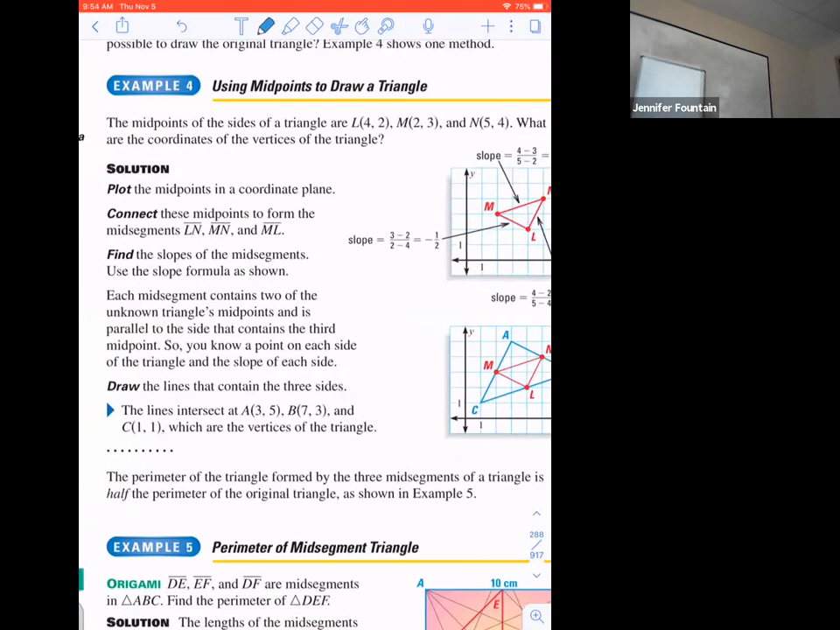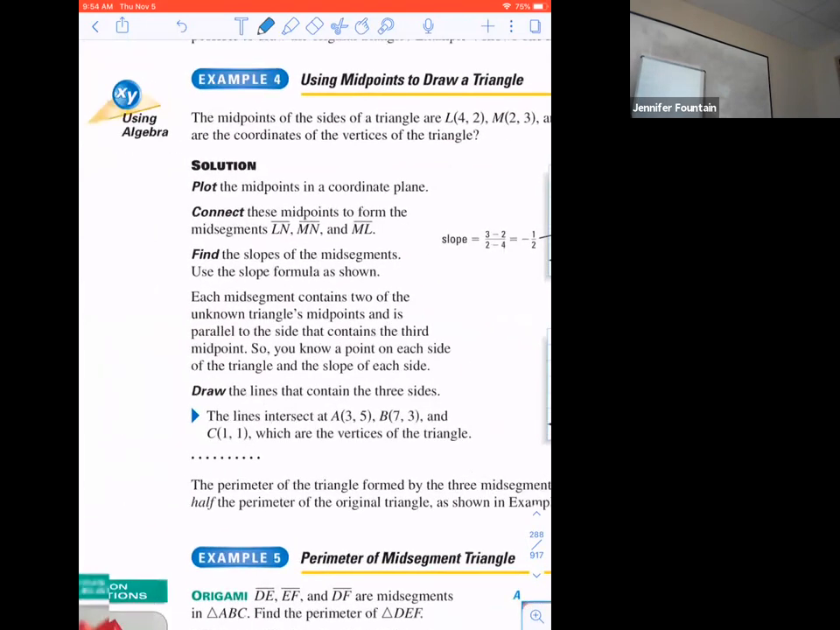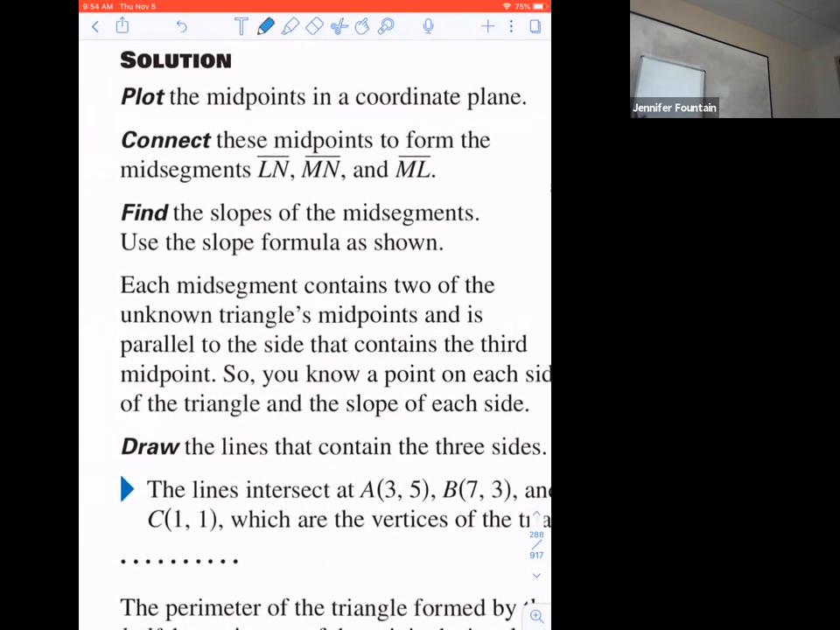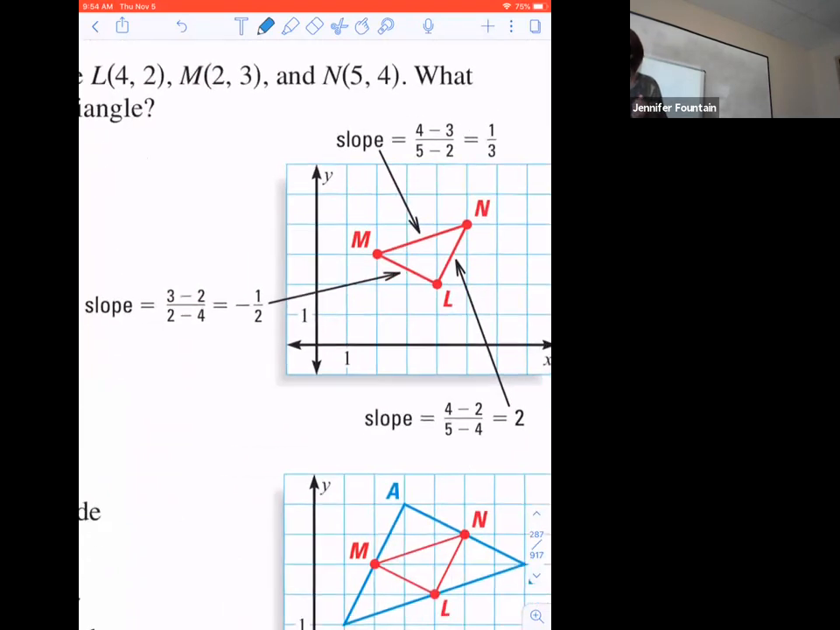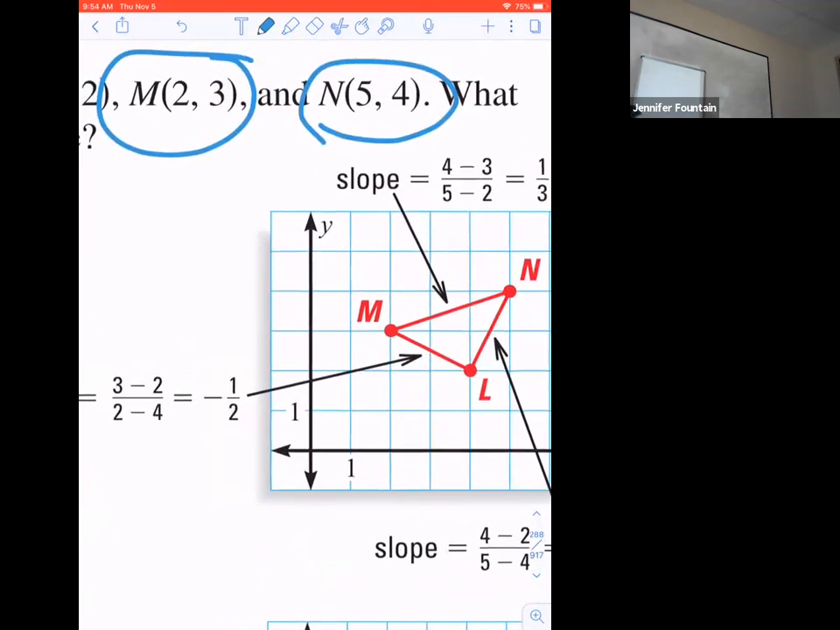Okay. So in the solution, it says to plot the midpoints in the coordinate plane. That was the picture that we're shown. Then it says to connect the midpoints. Okay. So plot, connect the lines. Now we need to find the slopes of the mid segments. So let's use the slope formula. So let's take a look at what that means. I'm going to leave it to where I can see my numbers here. Okay, so notice when I'm dealing with M to N, if I'm finding the slope of M to N, I'm using my points M and N. Remember, this is where I have y2 minus y1 over x2 minus x1.